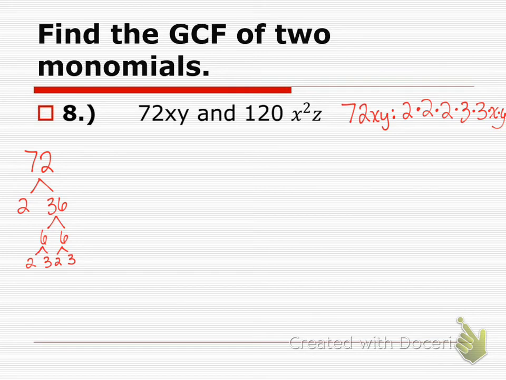Okay, then let's talk about 120x squared z. Give me two numbers that multiply to 120. 11 times 10? No. What? Isn't 11 times 10? No. 10 times what? This should be easy.